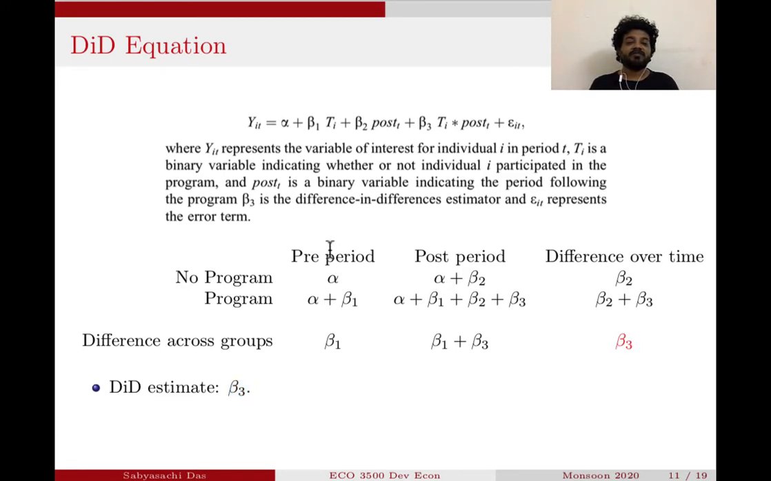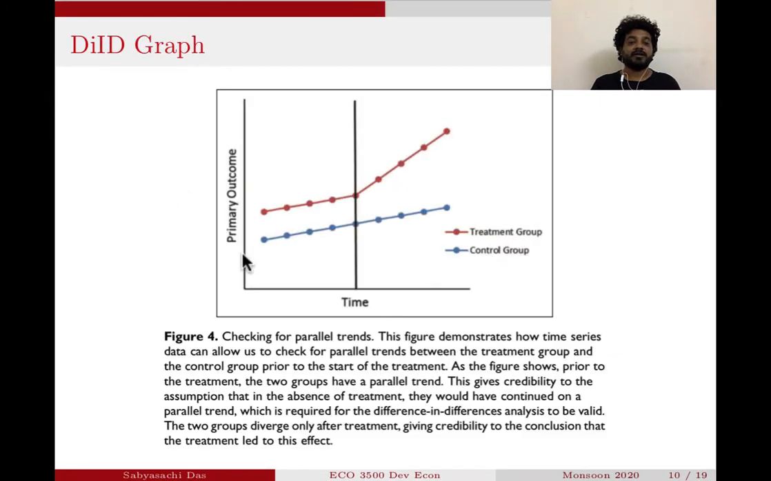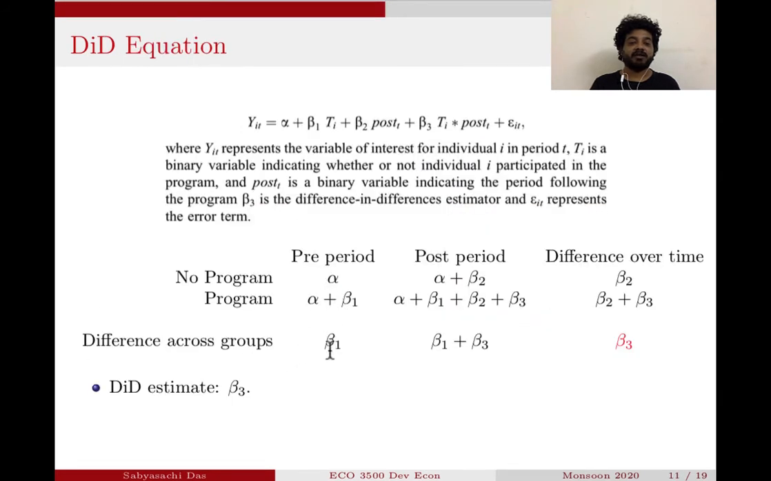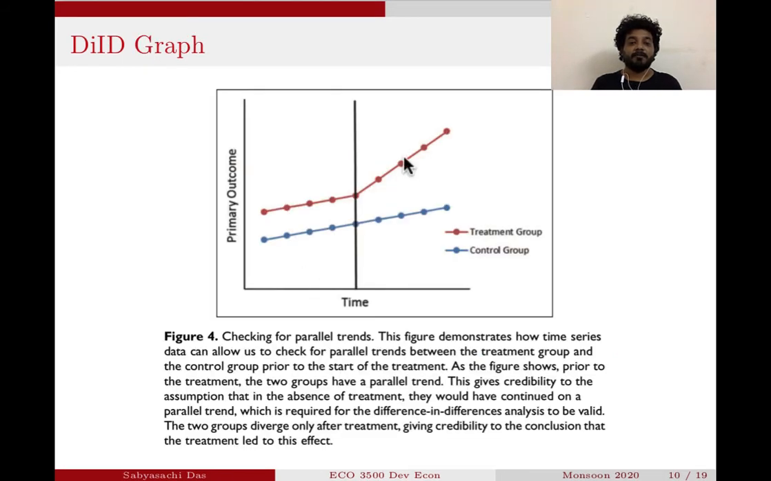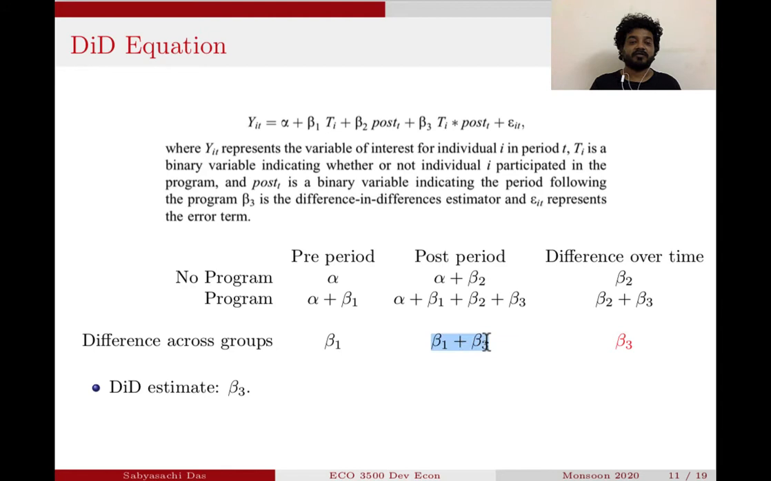You could have arrived at beta 3 by doing the differencing the other way. So in the pre-period, the difference between non-program and program is beta 1. So if I go back, that's this difference. In the pre-period, the difference between red and blue is beta 1, right? So beta 1 is the difference in the pre-period between red and blue. Beta 1 plus beta 3 is the difference between red and blue in the post period. So that's beta 1 plus beta 3.